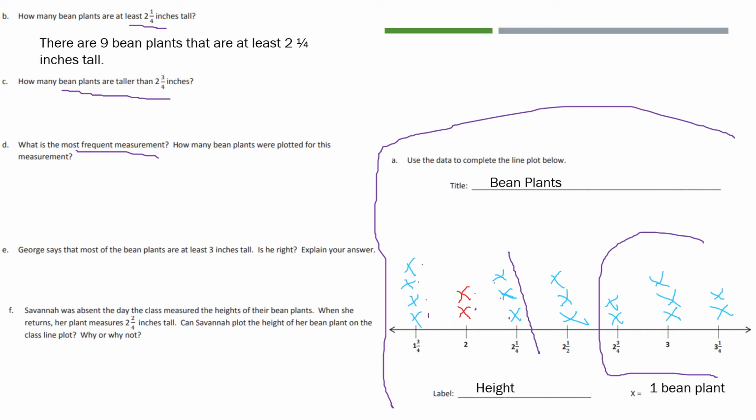For E, it says, George says that most of the bean plants are at least 3 inches tall. Is he right? So you're going to tell me if he's right that most of them are 3 inches tall. And then the last question is, Savannah was absent the day the class measured the heights of their bean plants. When she returns, her plant measures 2 2/4 inches tall. Can Savannah plot the height of her bean plant on the class plot? Why or why not? Now remember, she was absent. So now take your time. These are the last questions for this video.